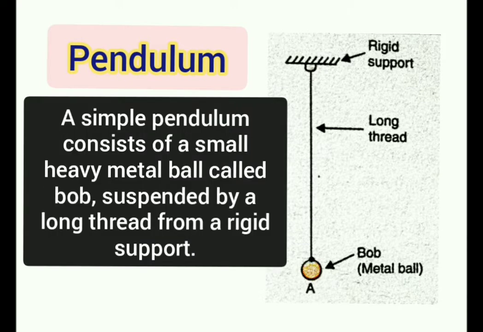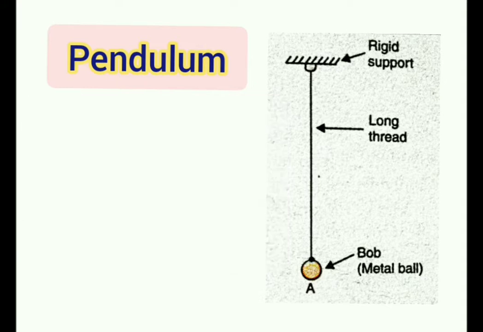A simple pendulum consists of a small metal ball, also called bob, suspended by a long thread from a rigid support. So students, you can see the simple pendulum in the figure with a small metal ball suspended by a thread, and the other end of the thread is tied to a rigid support.